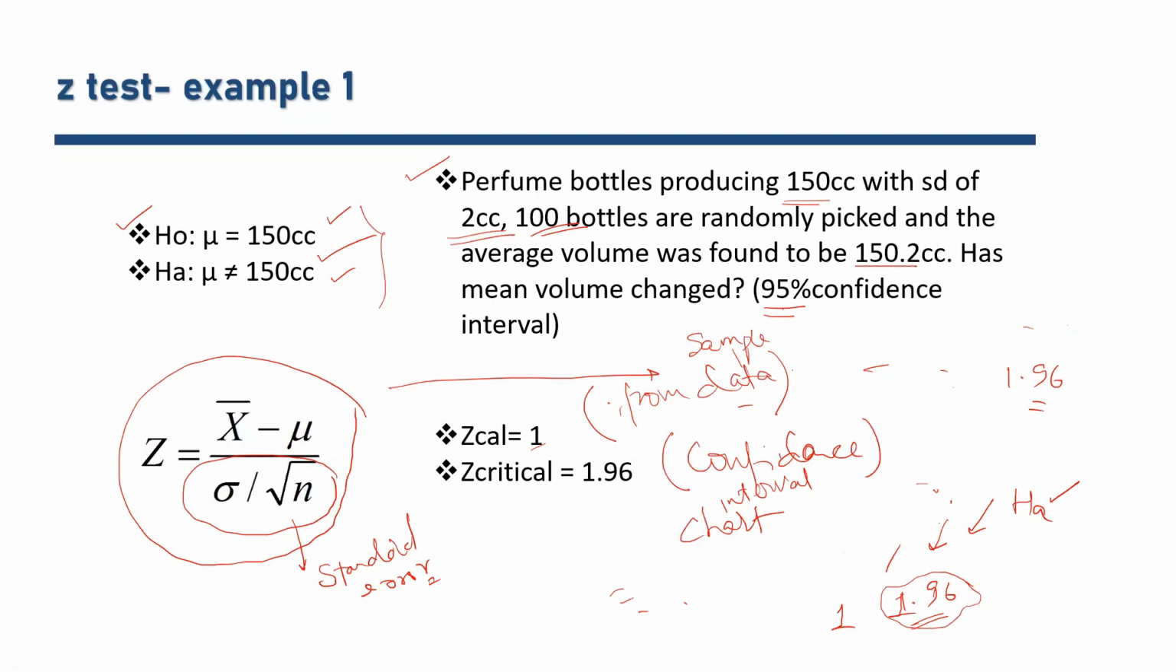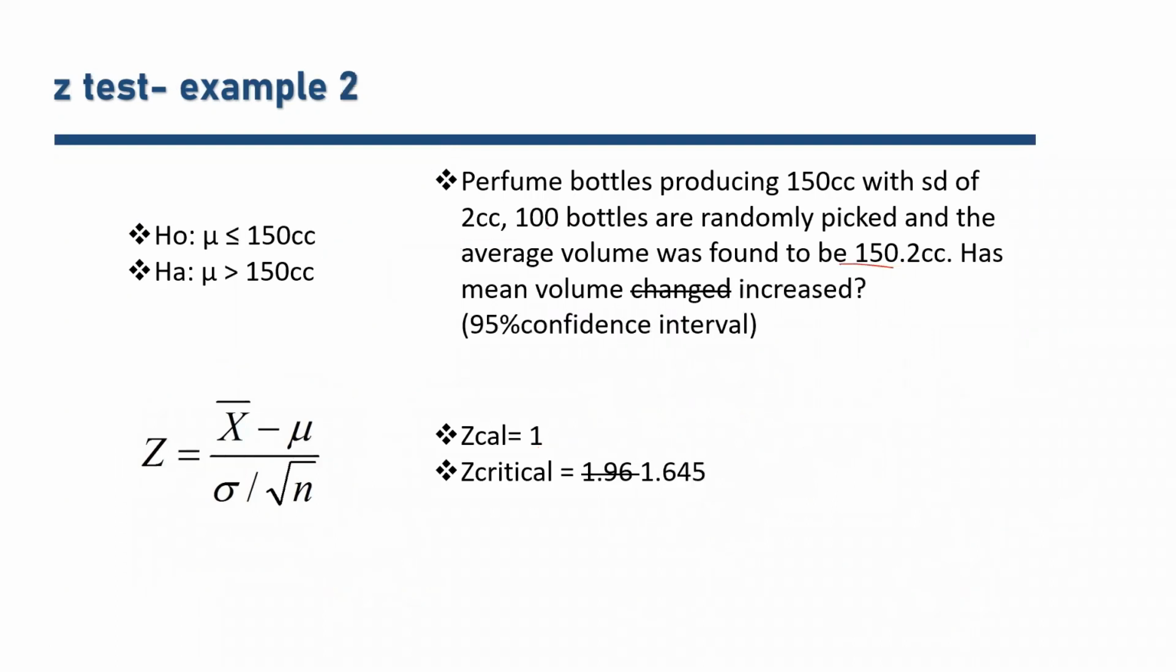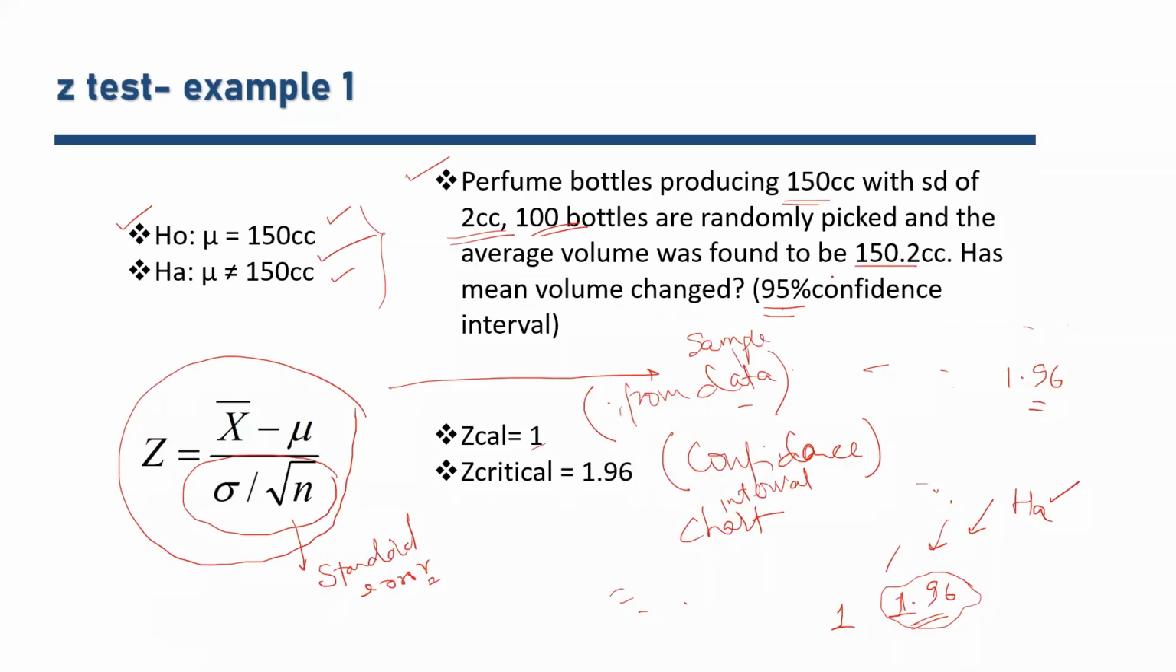Okay, let's move to the next one, which is example number 2. If you remember, there is only one thing which has changed here. The one thing which has changed is, has the mean volume changed, right? And it has now changed to increased. So if you see the previous one, we were calculating, has the mean volume changed? So the mean value can change either on the left hand side or the right hand side of the chart, right? So if you have a normal distribution, and if I say my mean value is 150, it can either be less than 150 or greater than 150. So it was a two-tailed test.